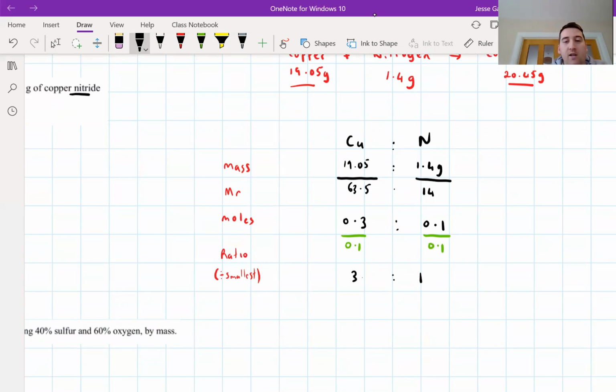Okay, so what this is saying is you have 3 coppers for every 1 nitrogen. So it should be Cu3N. And you box it like that. That's your final answer. Okay, all right, guys, that's that one done.